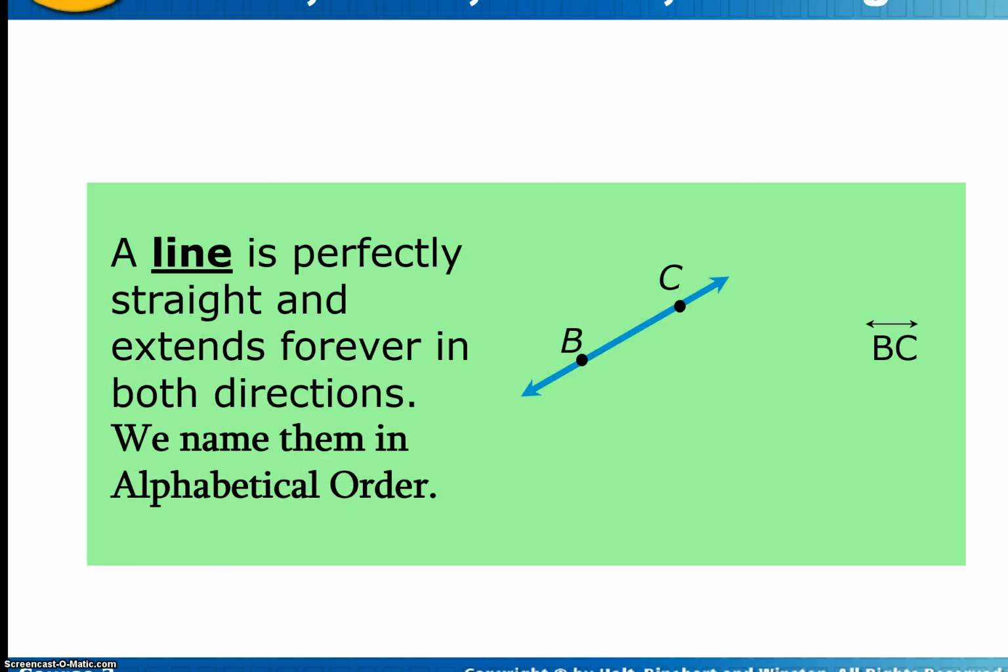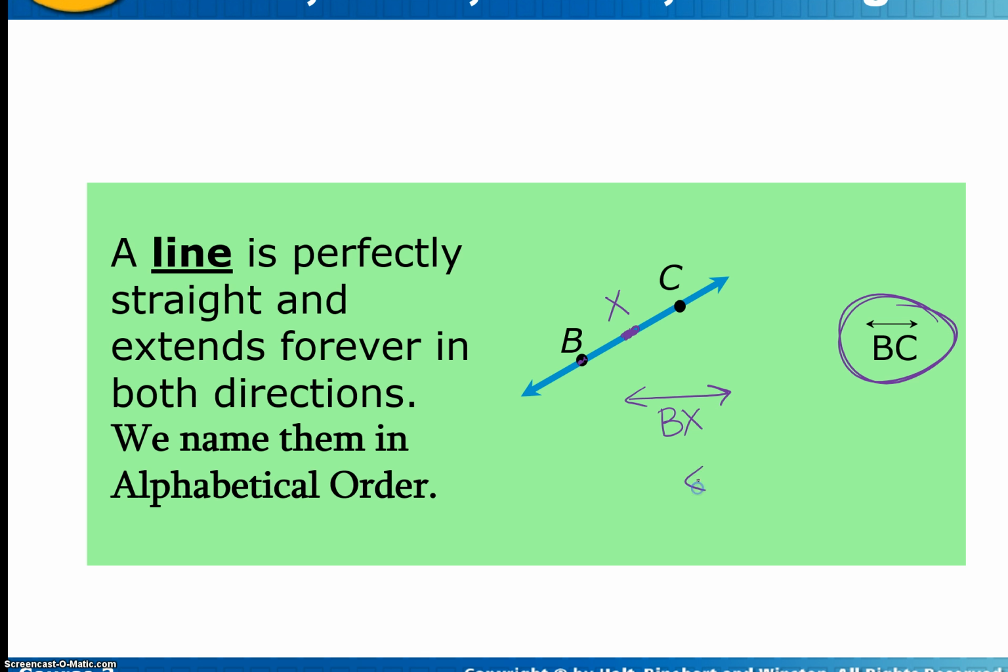A line. A line is a perfectly straight line that extends forever in both directions. The key concept here is that you have to name them in alphabetical order. So you look at your letters that are on your line, you just use 2 of the letters. Sometimes you'll see multiple points. You might see another point in here that has a different letter like X. You just name 2 points, so you could either call this line BC and you use the line symbol above it. You could also call it line BX because B is a point on this line and X is a point on the line, and BX is alphabetical.